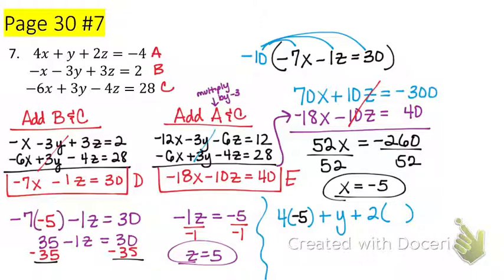Wait a minute, hold on. X is negative 5 and z is positive 5. So yeah, positive 5 goes here. And that's going to equal negative 4. So let's go ahead and solve that. So x is negative 5, z is positive 5. So when we multiply these, that would be negative 20 plus y plus 10 equals negative 4. Go ahead and finish it out. Solve that for y.